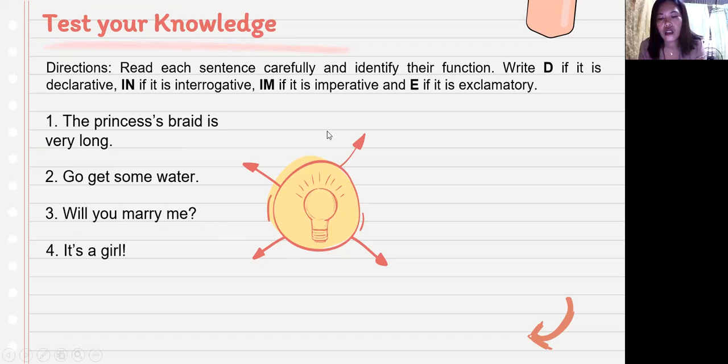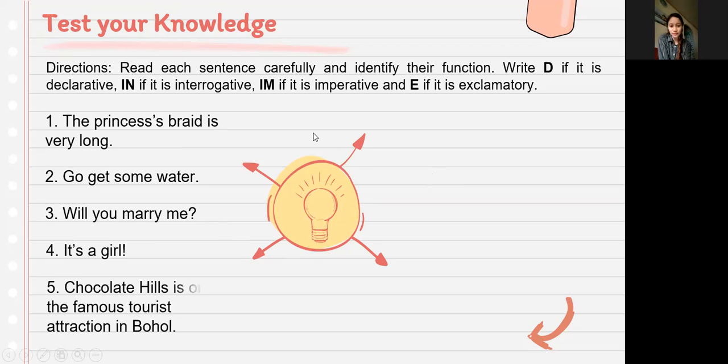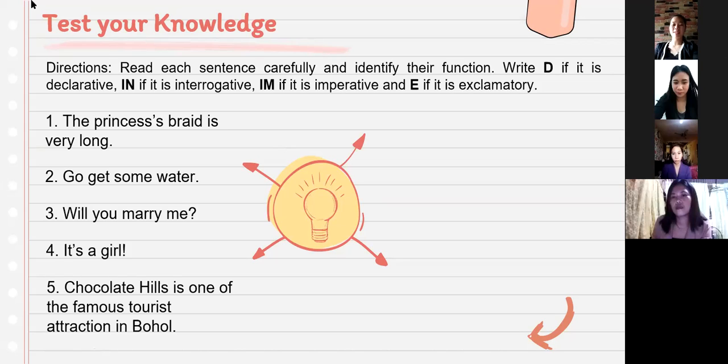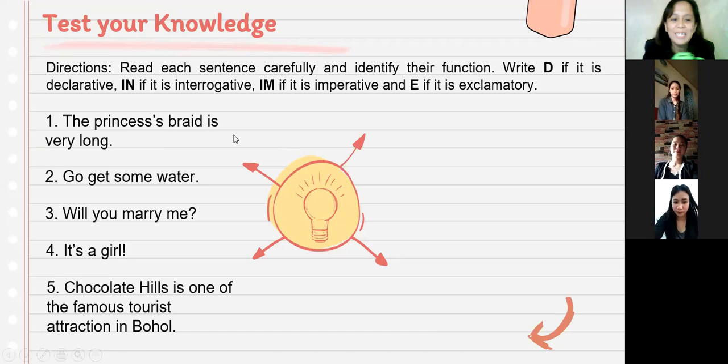Next, it's a girl. Panibawan, can you answer? E, exclamatory. Very good. Next. Chocolate Hills is one of the famous tourist attractions in Bohol. Galoyo, can you please answer? Miss Galoyo. Yes, sorry. It's D, declarative. Very good. Next.